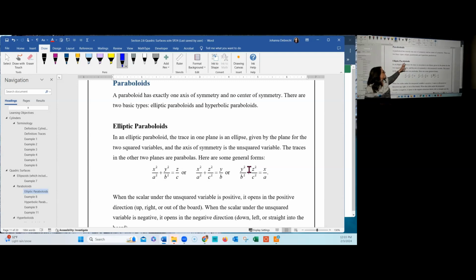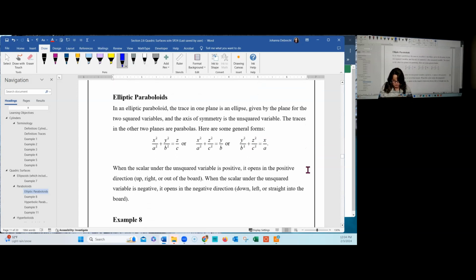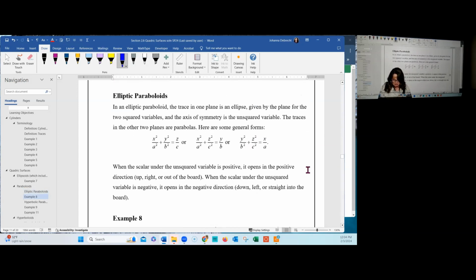So there are two basic types of paraboloids. We have elliptical paraboloids and hyperbolic paraboloids. And as you might expect, one is based on ellipses, which includes circles, and the other is based on hyperbolas, but they are parabolas in some sense. So in an elliptic paraboloid, the trace in one plane is an ellipse. Now this will be the plane given by the two squared variables. So the equation of an elliptic paraboloid has two of the variables squared on one side of the equation, the unsquared variable on the opposite side.